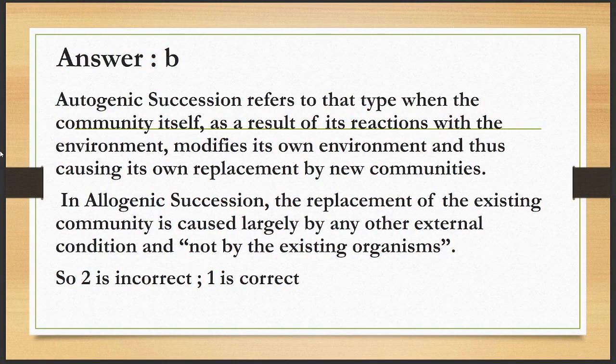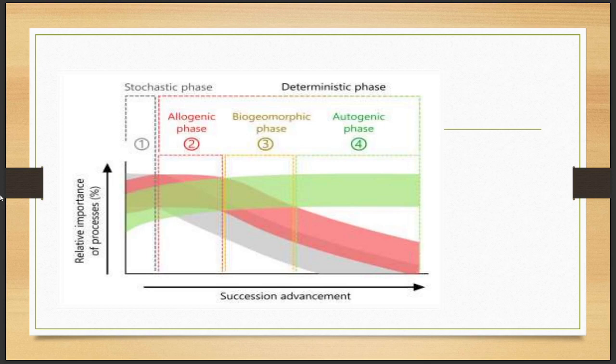So right answer is B. Second statement friends is incorrect here. First is the correct statement. In the second one, in allogenic succession, the replacement of the existing community is caused largely by any other external condition. Yes, absolutely right. But not by existing organisms. So existing organisms do not cause the replacement here. So that's why second is incorrect. Question is asking about the incorrect one. So second is incorrect here. So what will the answer be? B. Okay. Now let's move to the next question.